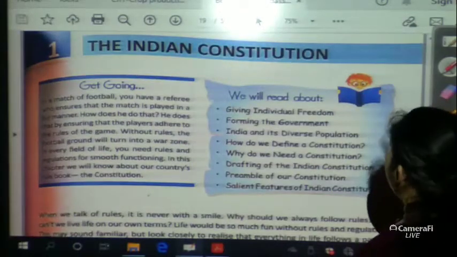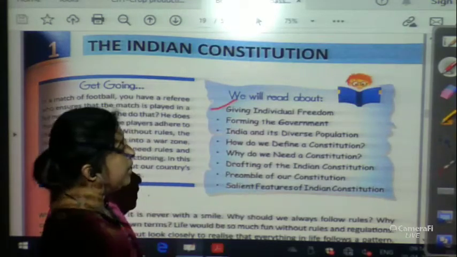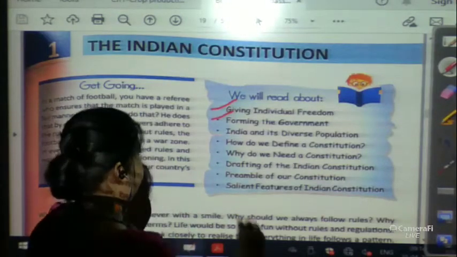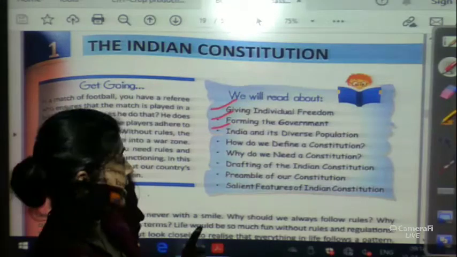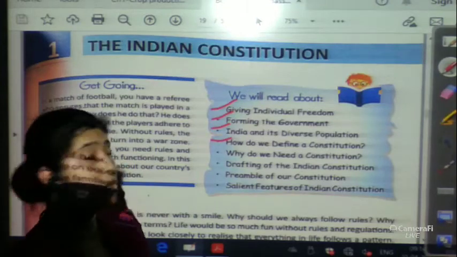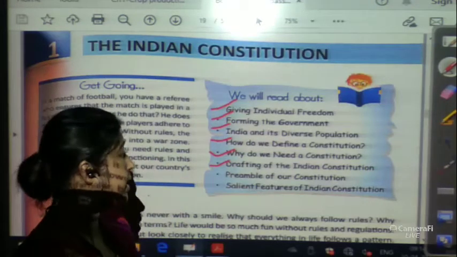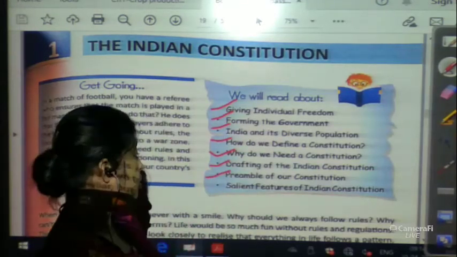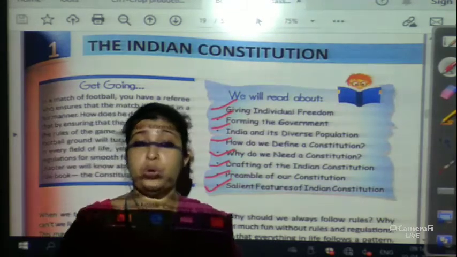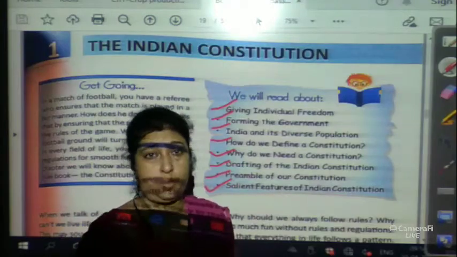Now, in this chapter, we will read about giving individual freedom, forming the government, that means how to form the government, India and its diverse population, how do we define our constitution, why do we need a constitution, drafting of the Indian constitution, preamble of our constitution, and the last is salient features of Indian constitution. So in this chapter, the Indian constitution, we will read about all these topics.